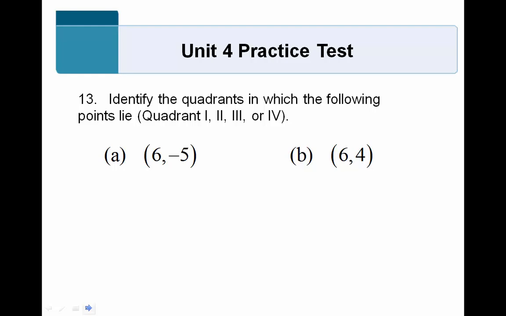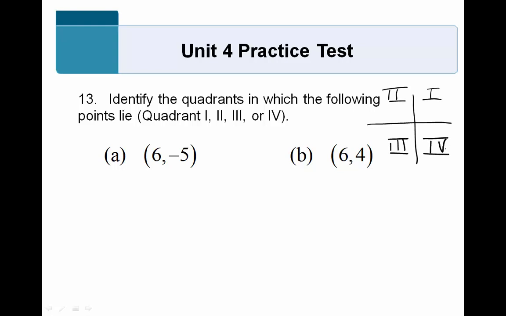All right, and so that concludes radicals, and so now we'll move on to the graphing part. For number 13, we have an A and B. Identify the quadrants in which the following points lie. So let me just draw a little coordinate grid over here. Recall this is quadrant 1, quadrant 2, quadrant 3, quadrant 4. So it moves counterclockwise, okay?